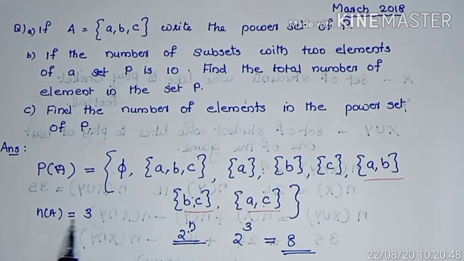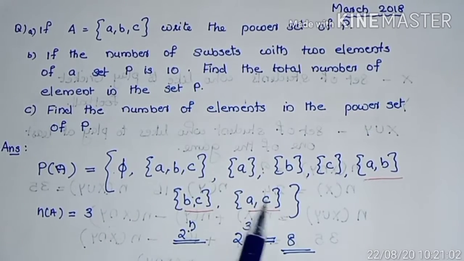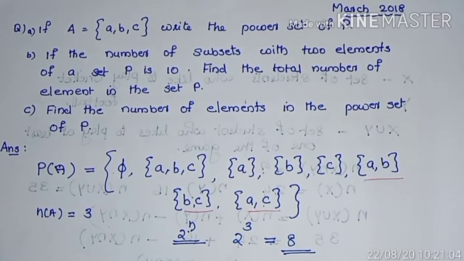Here n(A) equals 3, so how many subsets are possible? 2 raised to n. We know the formula 2 raised to n. Here n equals 3, so 2 raised to 3. 2 raised to 3 is equal to 8. 1, 2, 3, 4, 5, 6, 7, 8. So P(A) has 8 elements and they are written in the set.